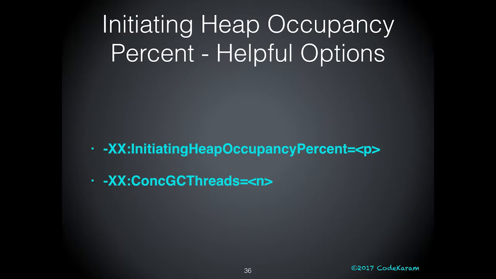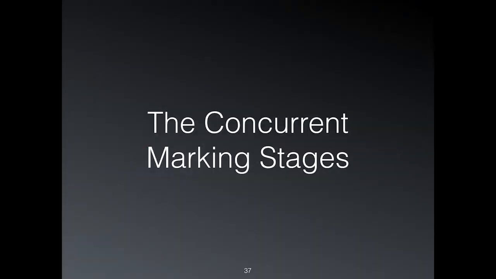And there's something called the conc GC threads. Remember when I said root region scanning and concurrent marking, they work concurrently with your application. Sometimes you may want to adjust this particular option to get through that concurrent phase faster. That's by default 1/4 of your parallel GC threads. So something to keep in mind.